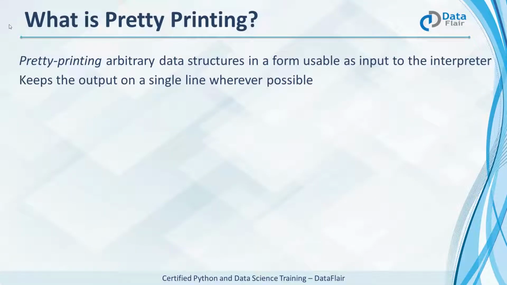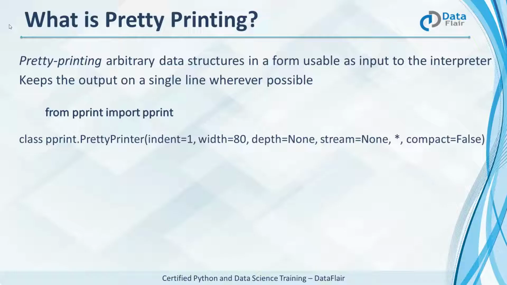Python has a pprint module that pretty prints arbitrary data structures in such a form that can be used as input to the interpreter. If the allowed width permits, it keeps the output on a single line. Let's import the pprint function from the pprint module. This pretty prints a Python object to a stream.